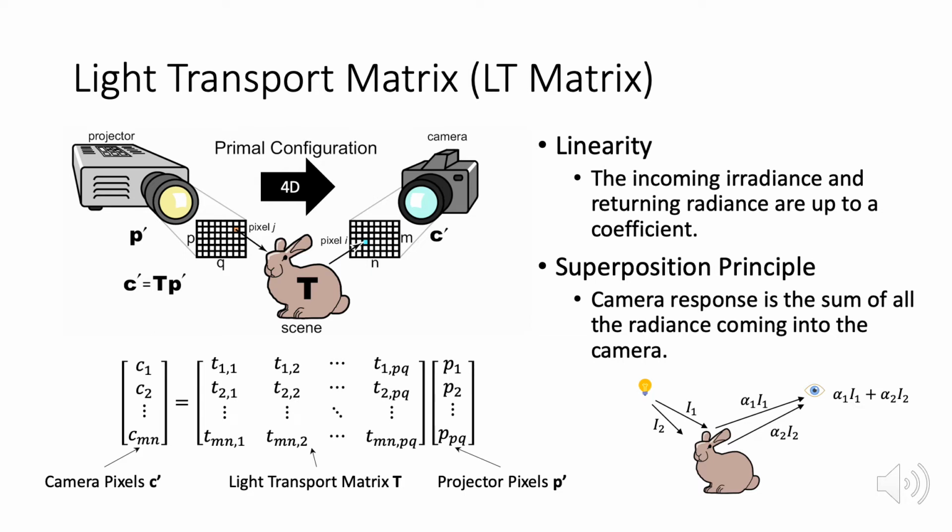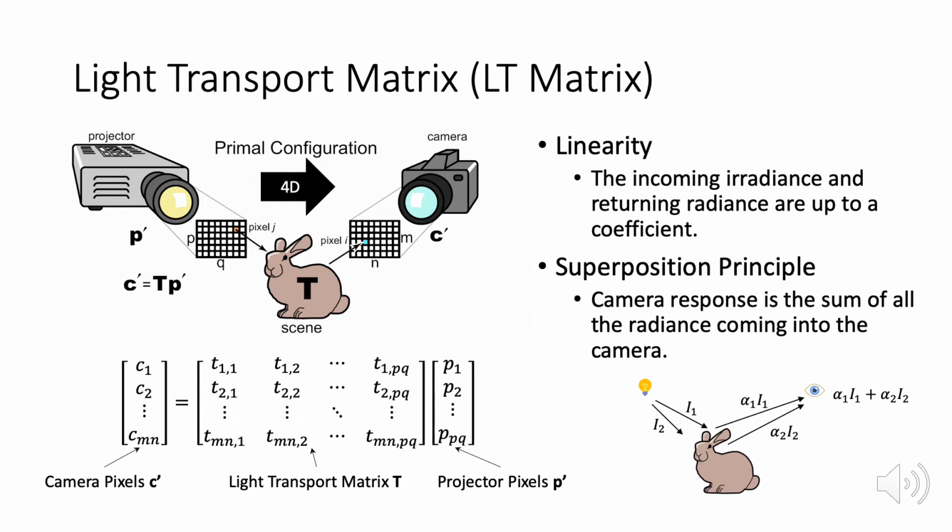Of course, we cannot enumerate every single reflectance field. However, if we consider the light transport as a linear system, we can formulate it using a light transport matrix. The light transport matrix can be seen as a linear transformation, which maps projector pixels to camera pixels.